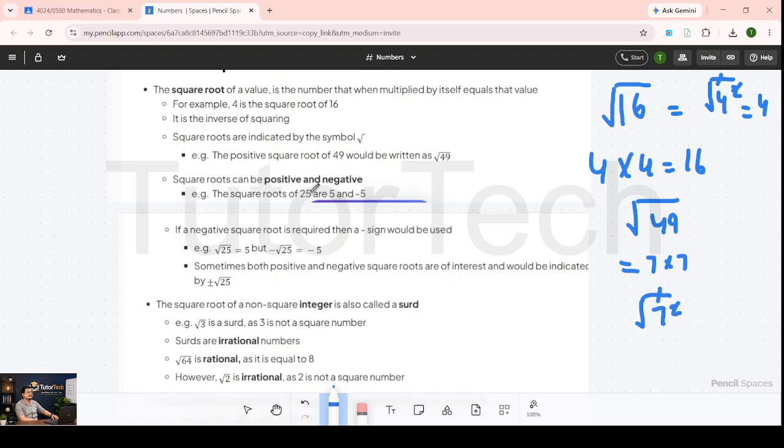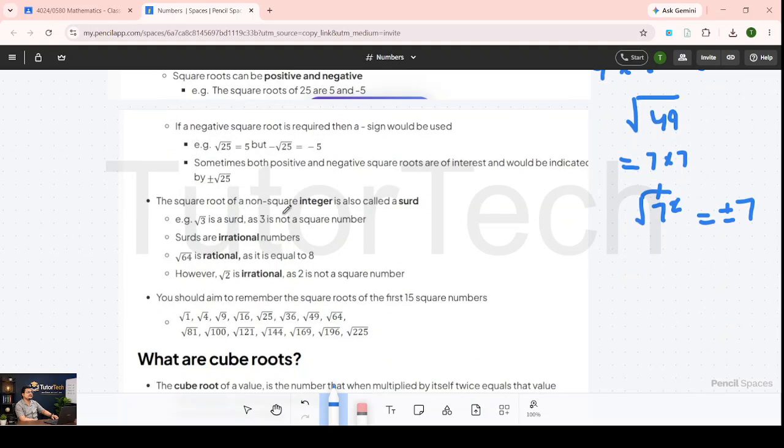So the square root can be positive, and when you solve this, you will get two answers because we need to write it as plus or minus 7. It will be two answers, positive and negative. Like the square root of 25, because 25 is the perfect square of 5, we can write the answers as positive 5 and negative 5. If a negative root is required, then the negative sign will be written. Sometimes both positive and negative square roots are of interest and would be indicated.